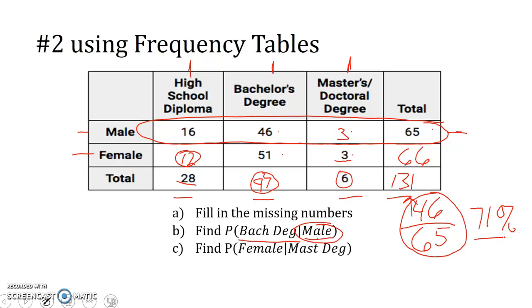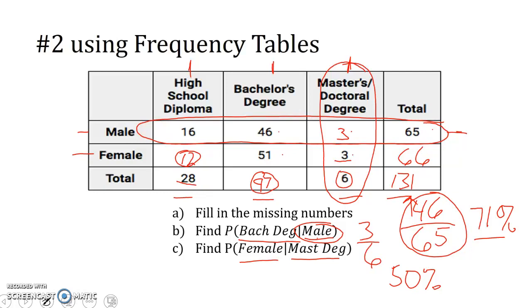If we look at a different one, here we're asked to find the probability that you're a female given that you have a master's degree. So now we're only interested in people with a master's degree. That's 6 people. So that's a total of 6 here. And how many of those people who have a master's degree are female? Well, that's 3. And that's 50%.